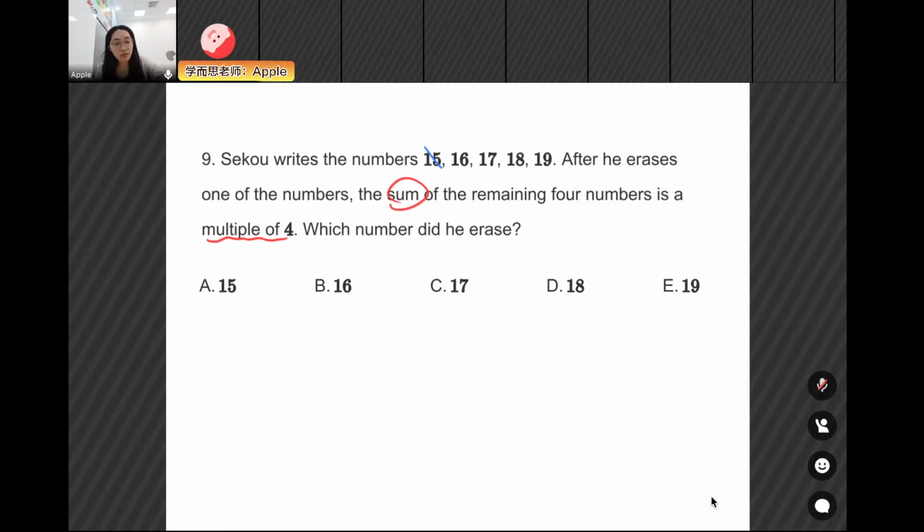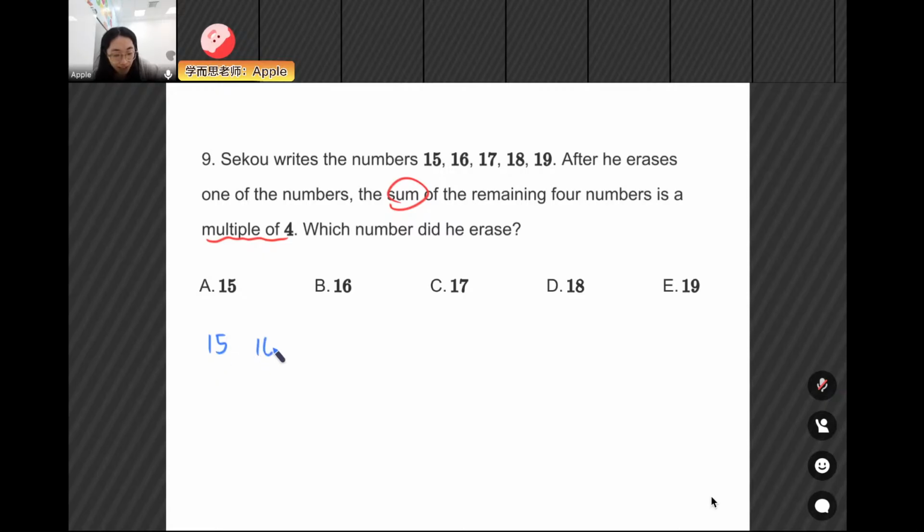Okay. And then following this, what if I erase 16? Then you will see 15 plus 17 plus 18 plus 19, you add them together, is the result divisible by 4? And then following this again, let's move on. If you erase 17, then what about the sum of the rest of the 4 numbers? It is divisible by 4. But actually, we have a faster way. Okay, let me show you, everyone.